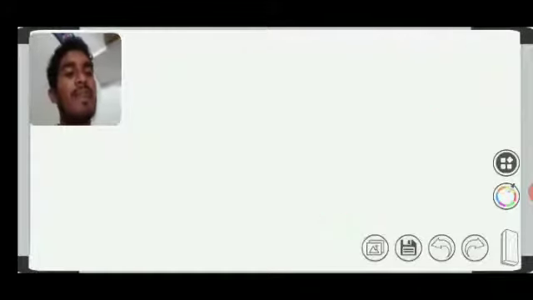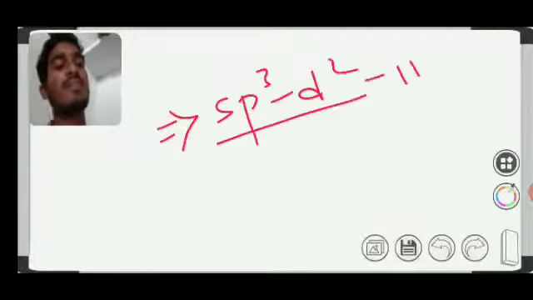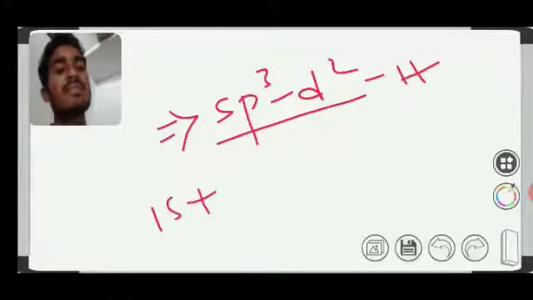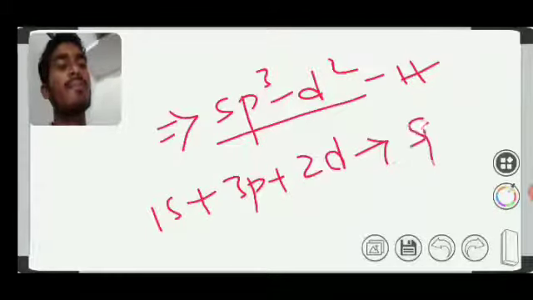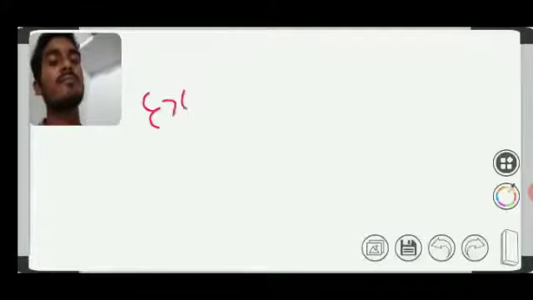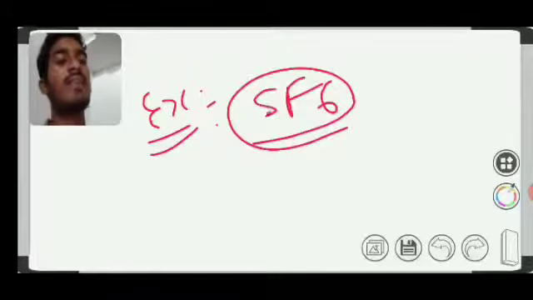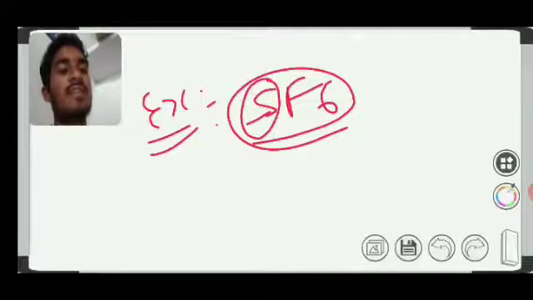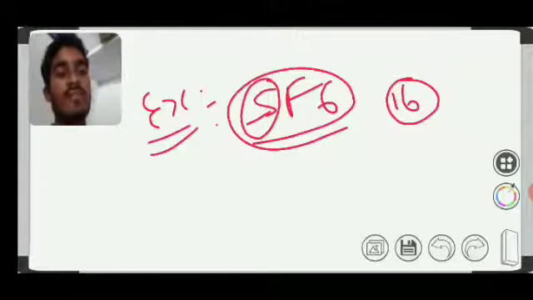Now next we will see sp3d2 hybridization. sp3d2 hybridization means 1 s orbital plus 3 p orbitals and 2 d orbitals forming sp3d2. The example is SF6, sulfur hexafluoride. The central metal atom is sulfur, with atomic number 16.